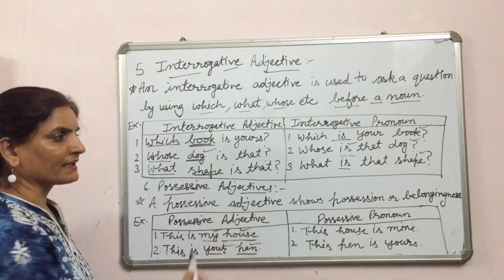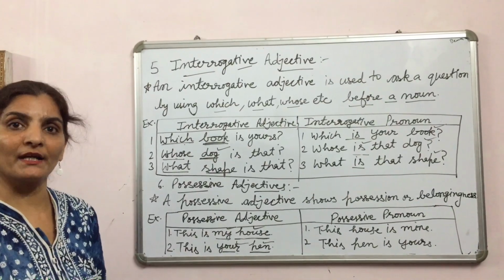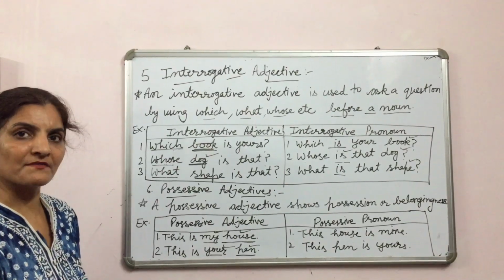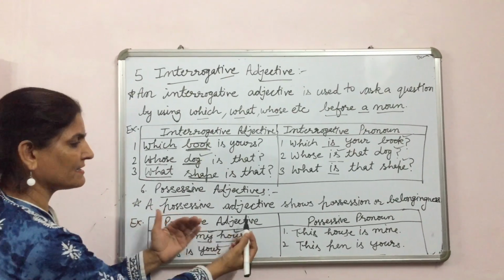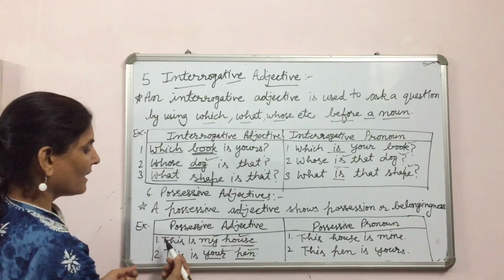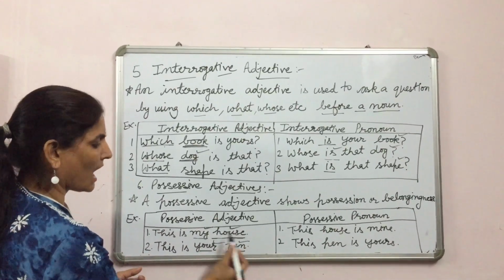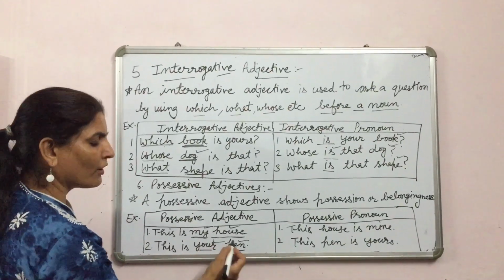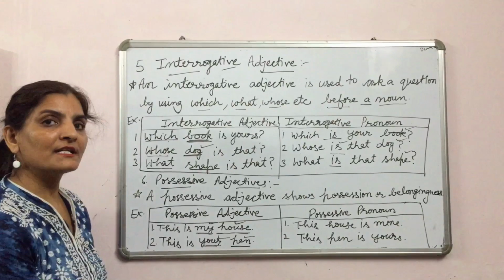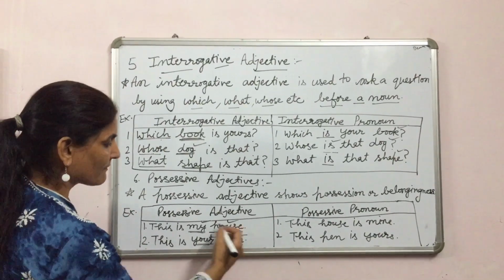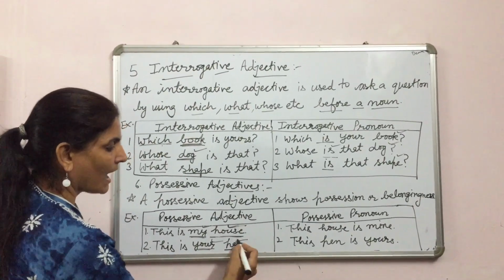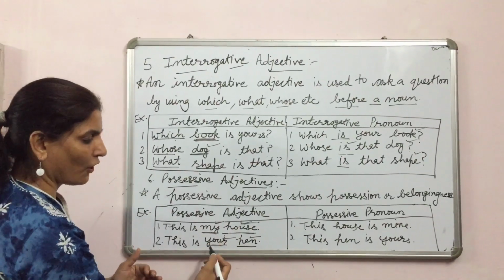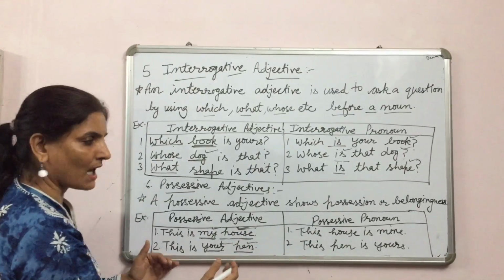The sixth kind of adjective is the possessive adjective. A possessive adjective shows possession or belongingness. My, your, their, these are possessive adjectives. Let us see the examples. First we will see this. In the first sentence, this is my house. My is a possessive adjective here. This is your pen, and in this sentence your is a possessive adjective, because there is a noun after my and after your. House is a noun there and pen is a noun there.